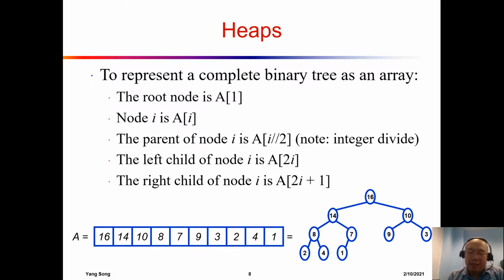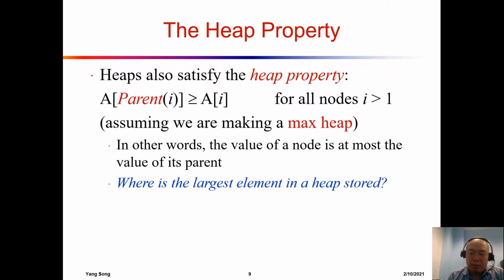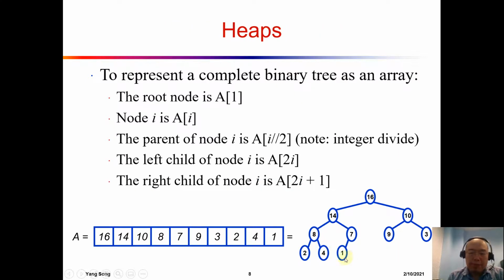Think about that. So this one, I changed it to 6. The answer is yes. I didn't violate anything. So 16 is greater than 14, 14 is greater than 7, and 7 is greater than 6. So I didn't break anything. However, if I change this 1 to 6, the smallest value will be 2. So in this case, it's not guaranteed the smallest value will be the last value in the heap.